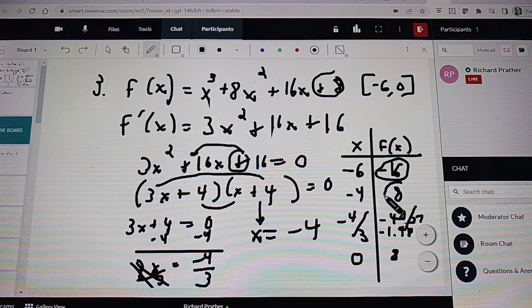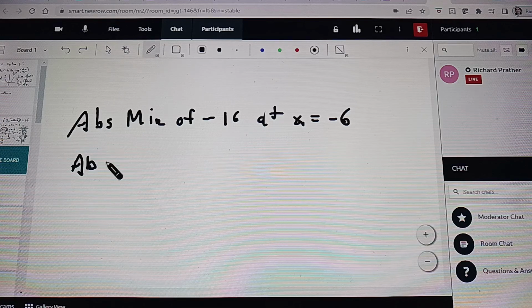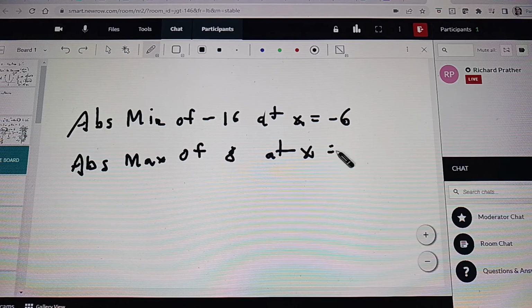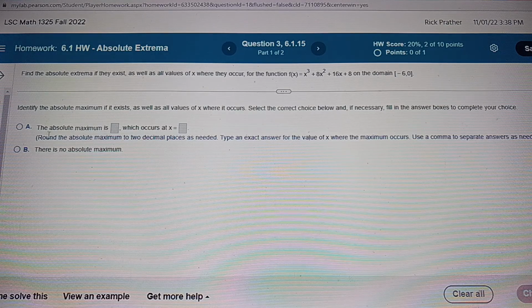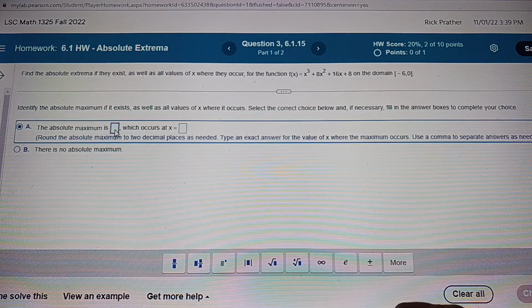And then there's a tie for the absolute maximum value of 8, but we only list the value once, and it's occurring at both negative 4 and 0. Absolute maximum of positive 8 at both negative 4 and 0. That's how they generally like these answered. There's an absolute maximum value of 8 at both 0 and negative 4. So you just separate the answers with commas. They use a comma to separate answers.